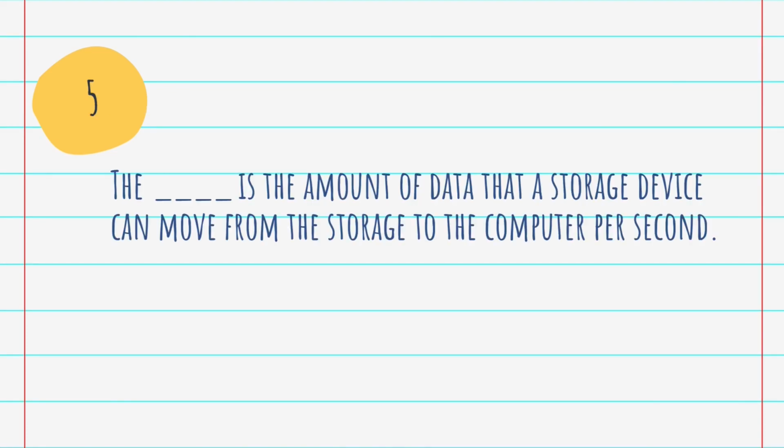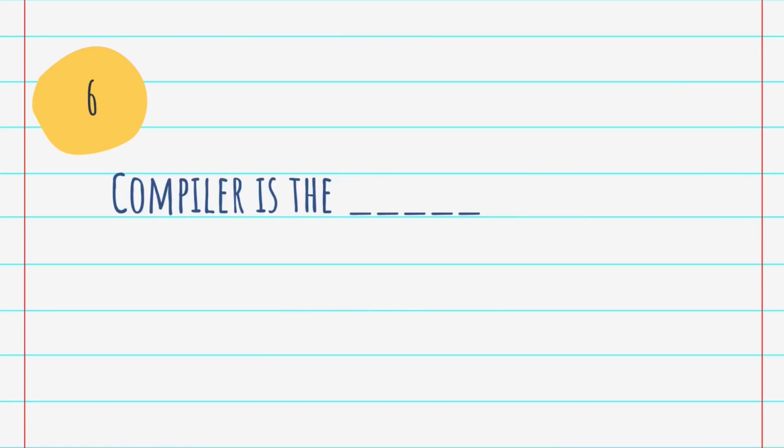Question number 5 is, blank is the amount of data that a storage device can move from the storage to the computer per second. Answer is, data transfer rate is the amount of data that a storage device can move from the storage to the computer per second.